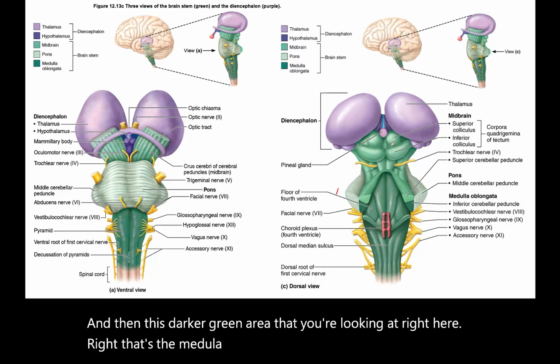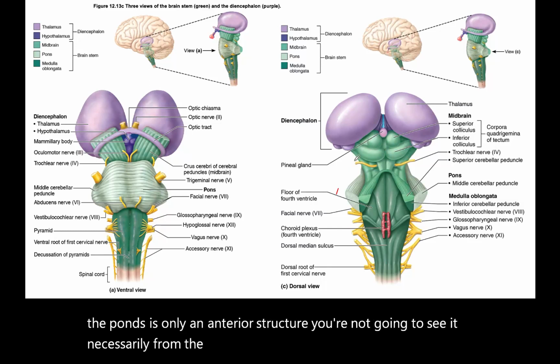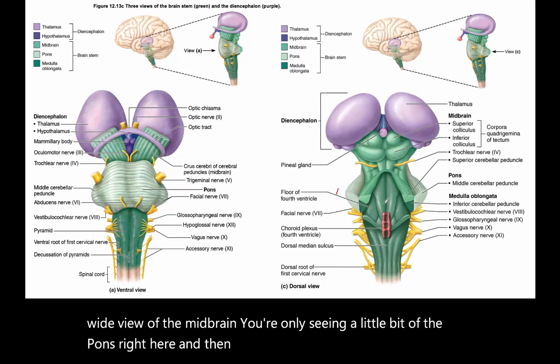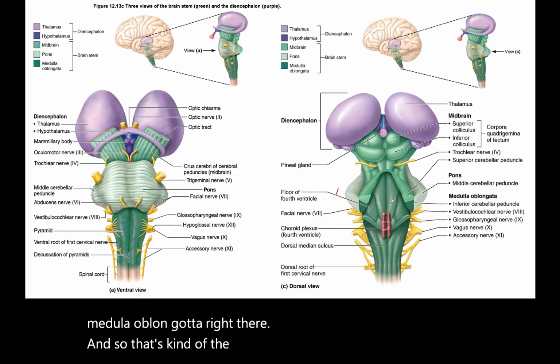And again, over here, because the pons is only an anterior structure, you're not going to see it necessarily from the posterior view. And so here you're getting a wide view of the midbrain. You're only seeing a little bit of the pons right here, and then you're seeing a rather large area for the medulla oblongata right there. And so that's kind of the breakdown of that.